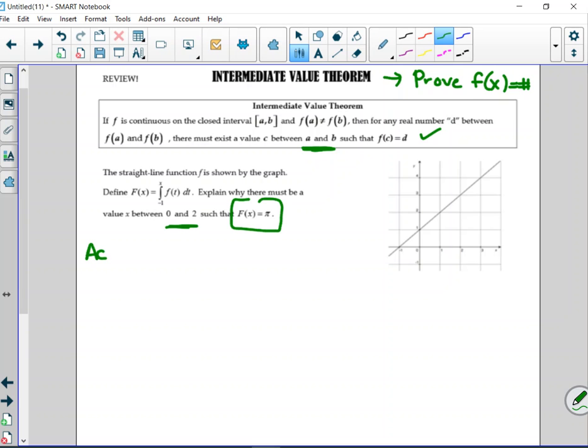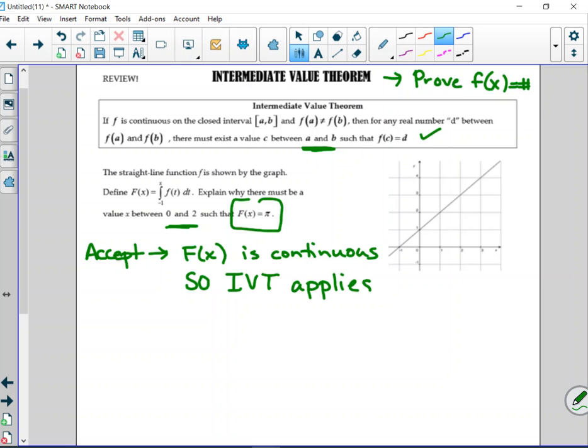Okay, and we're going to make a little note here. We're going to add this as a given so we don't have to have this conversation: we're going to accept that big F of x is continuous. So that means we can use the intermediate value theorem. For the intermediate value theorem, we need continuity. For mean value theorem and Rolle's theorem, we need continuity and differentiability.